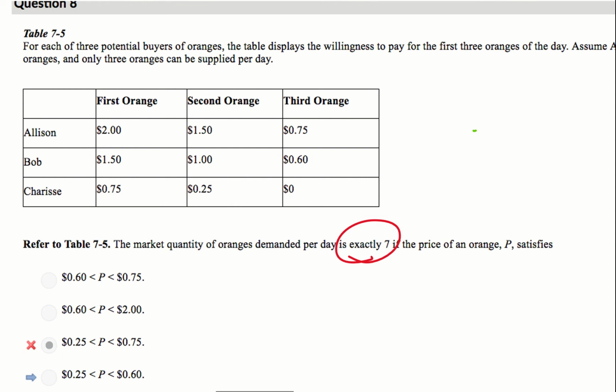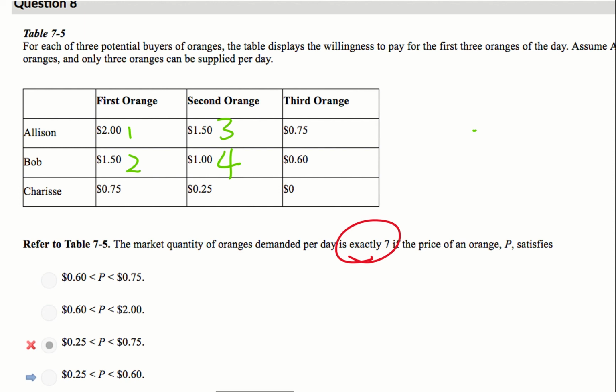The person getting the first orange will be Allison here because she's going to pay the highest price for the first orange. Let me write it down. Now for the second and third orange, that will be between Bob and Allison because they will need to pay the same price. And then for the fourth orange, that will be Bob again. For the second orange, he's going to pay $1.